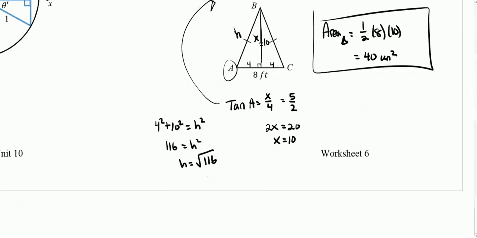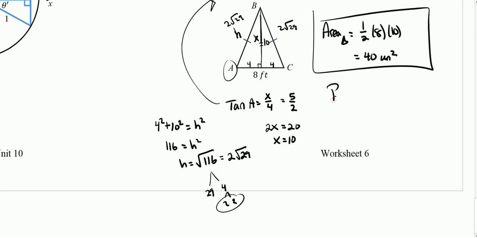If we break down the number 116, 116 is going to be divisible by 4. It's 29 times 4. 4 is 2 times 2. And so we have a perfect square as one of the factors. And so we can simplify this to 2 root 29. Because it's isosceles, we also get the right side.